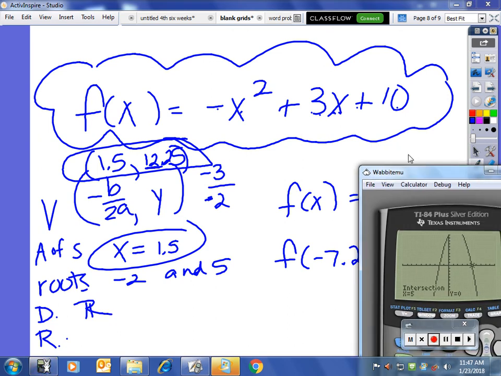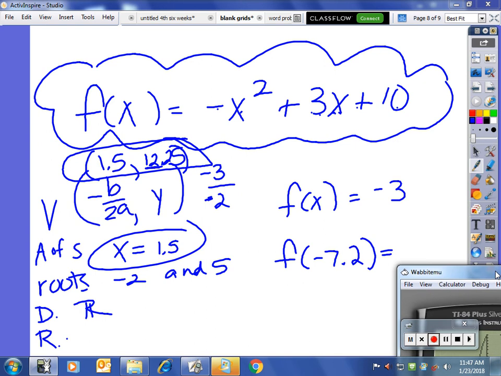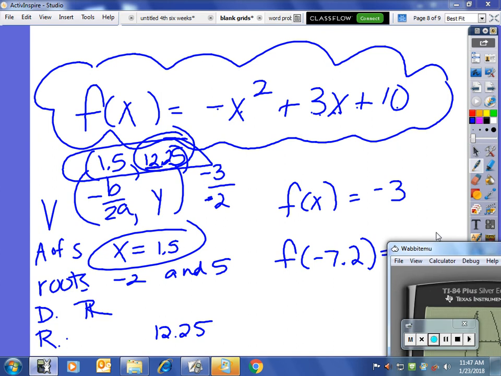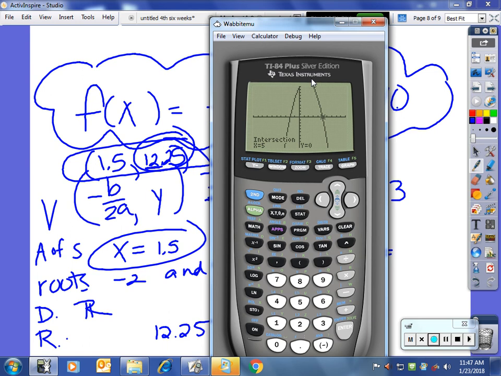Look at this picture. Do we have a top or a bottom? We have a top. Range is related to the vertex. Specifically, what part of the vertex? The y value. We already found the y value of the vertex, 12.25. That means that's my highest y value on this whole picture. It's not going to go any higher than 12.25 on the y-axis.